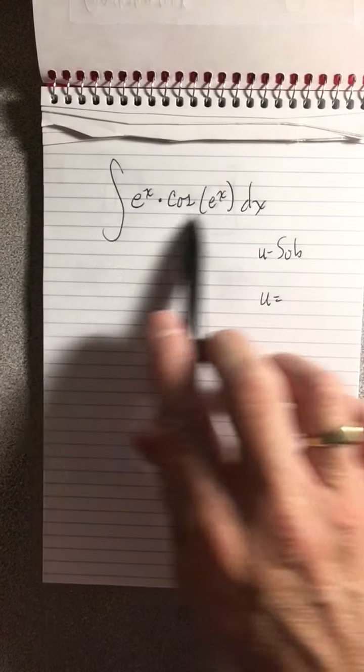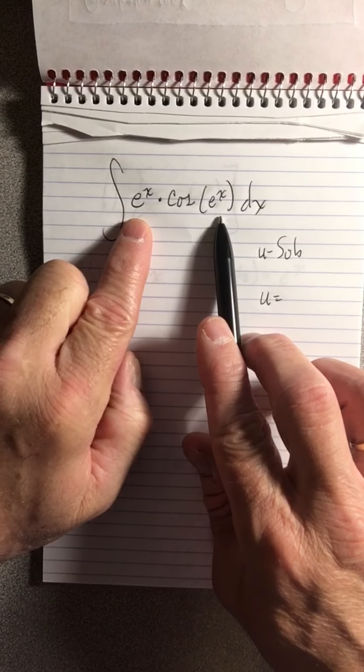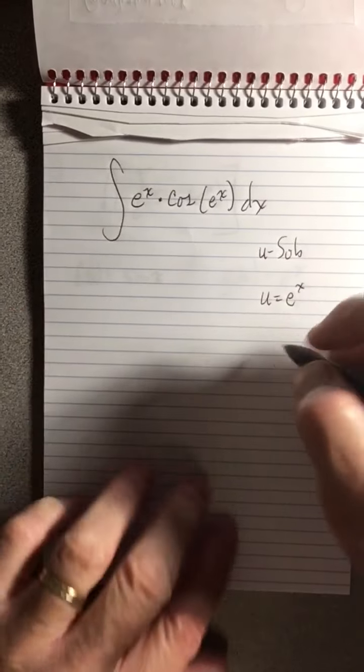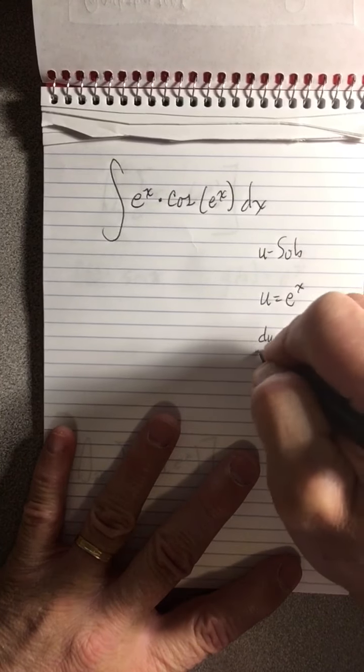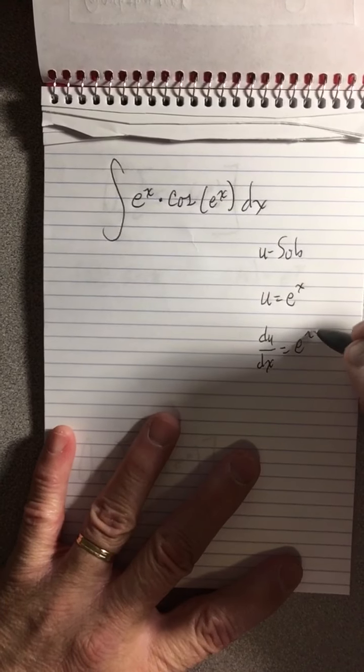So we're going to look inside here and see if we see an antiderivative. Well, e to the x is always its own derivative and its own antiderivative, so we'll let u be this e to the x here. And then we'll get the derivative of u with respect to x. Well, give birth to the mother, you get e to the x.